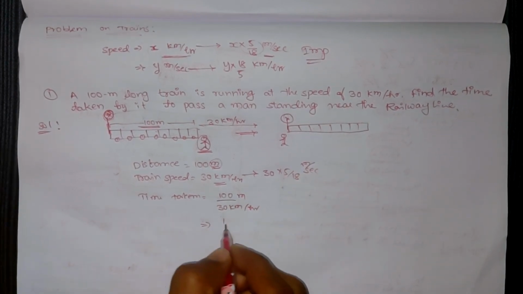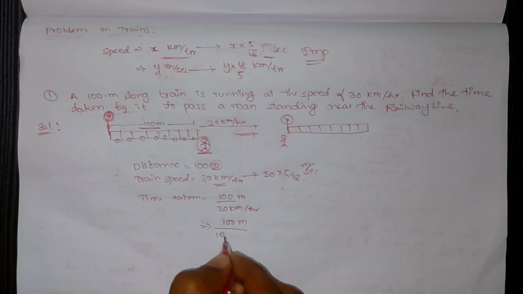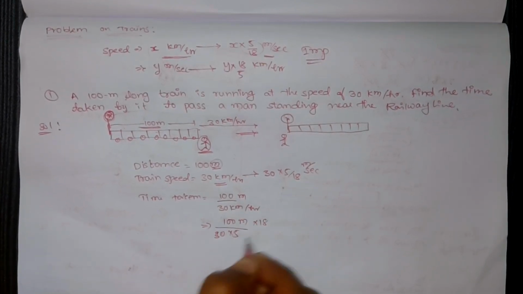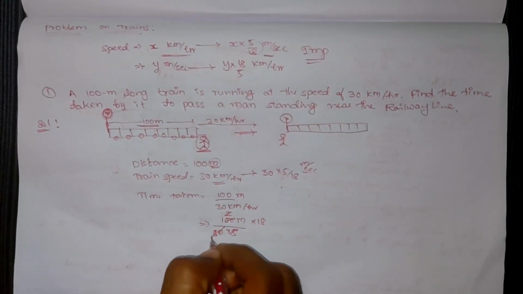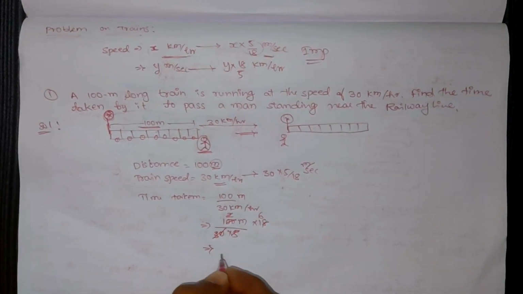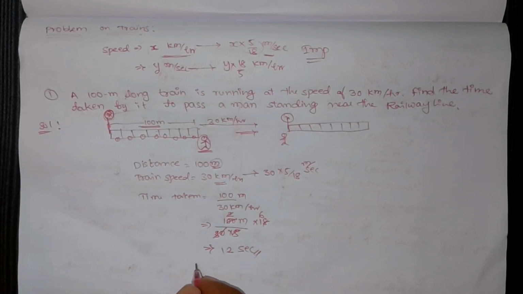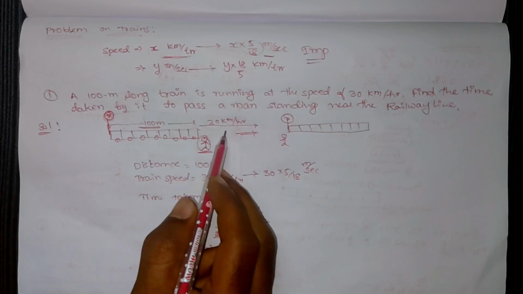So now the speed becomes meters per second, and here we get 12 seconds as the answer. So after 12 seconds the train completely passes this man.